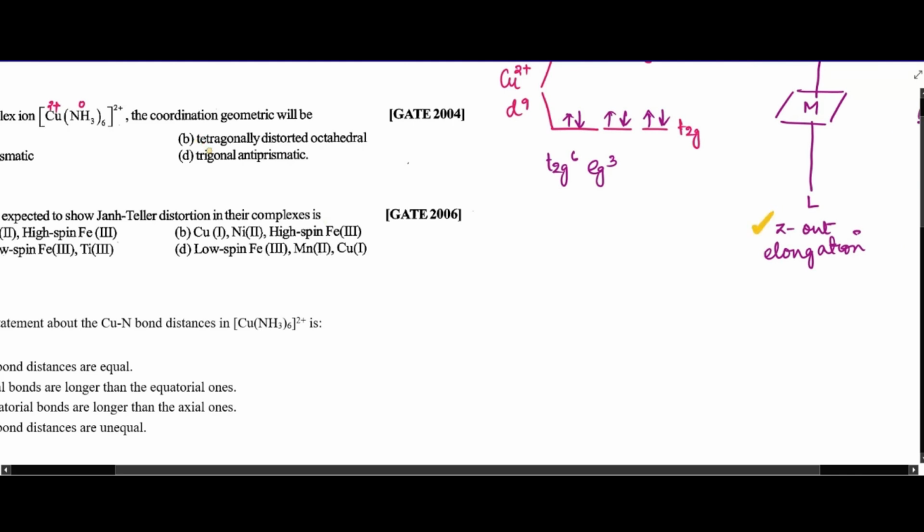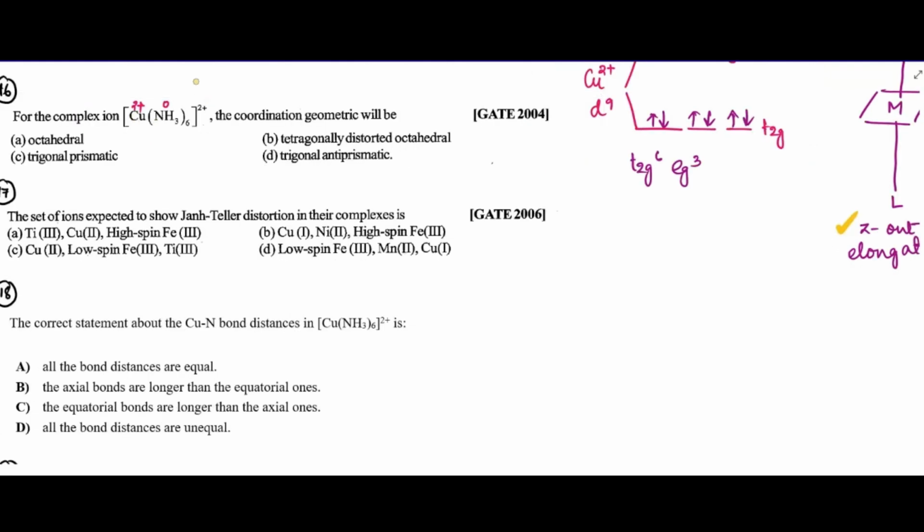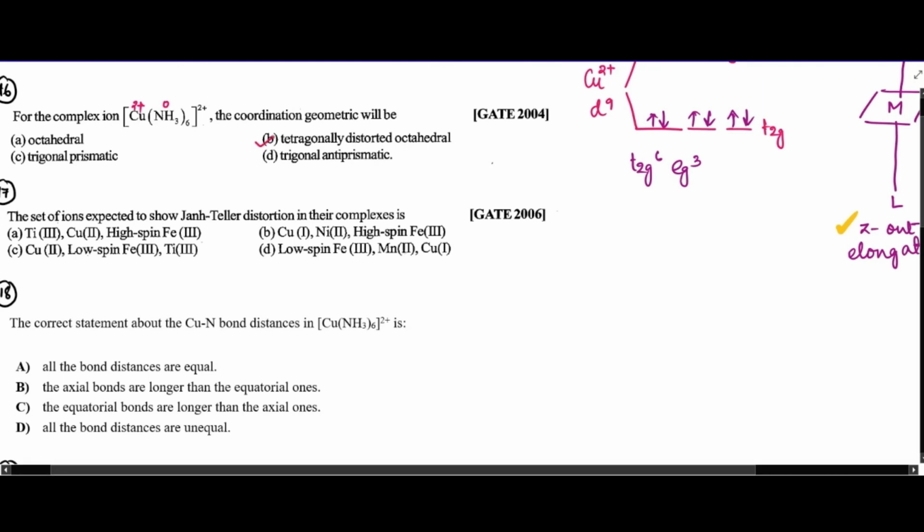Here, elongation or compression has not been asked. The options only talk about distortion. Copper 2+ is Jahn-Teller distorted. The correct answer is option B. In case you are asked which is more preferable, Z-out or Z-in, elongation or compression, then for copper 2+ it is Z-out. Okay, so based on this, you can try and solve the next question.